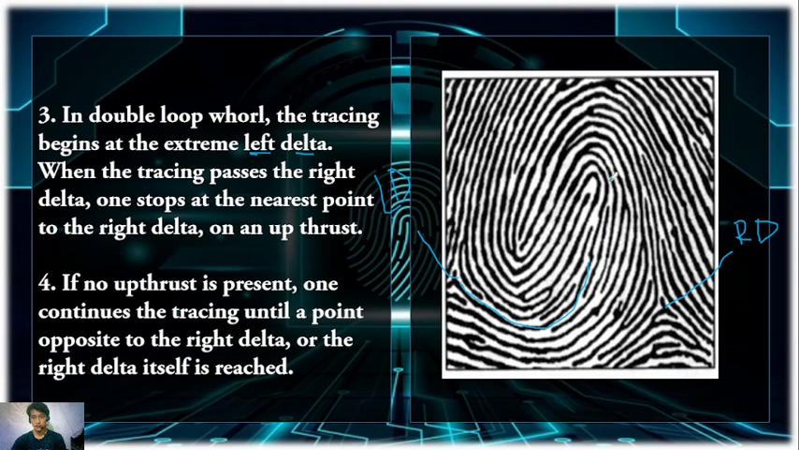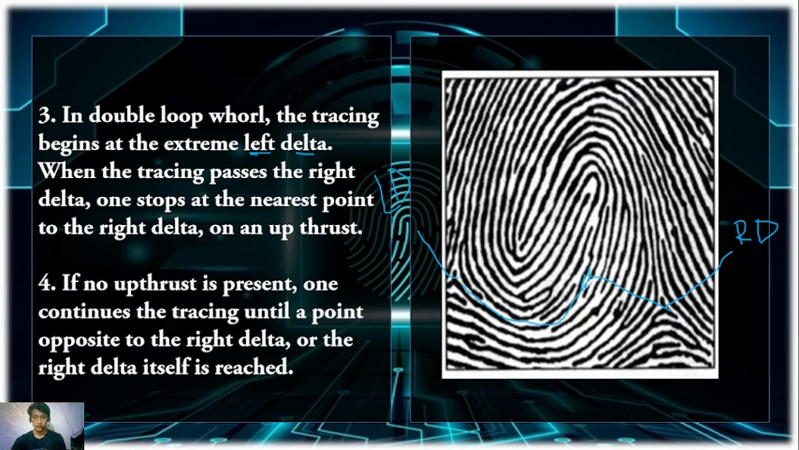Okay, so wag nating ituloy hanggang sa dulo, but we are going to stop wherein it is already near, the nearest point to the right delta. This is the nearest point to the right delta, di ba? So again, we are going to have here the tracing until this point. This could be the nearest point to the right delta. Wag nating ituloy sa taas kasi mapapalayo na siya sa delta.